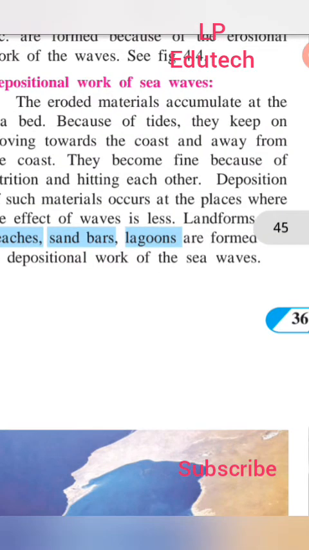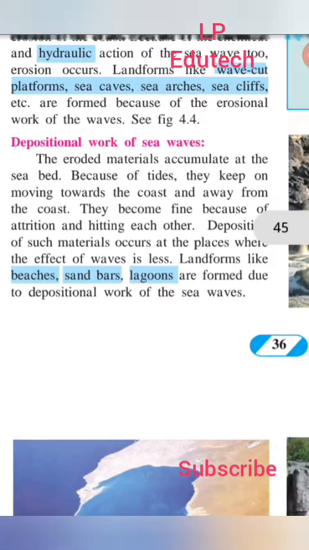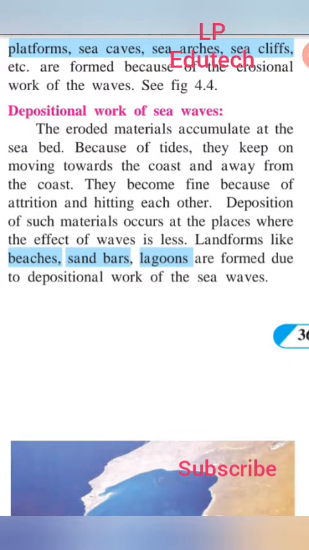Now let us continue with the next point, the depositional work of sea waves. The eroded materials accumulate at the seabed. Because of tides, they keep on moving towards the coast. Now we are able to see the various materials that move. Because of the tides, they keep on moving towards the coast and away from the coast as well. They become fine because of attrition and hitting each other. So attrition is continuously going on.